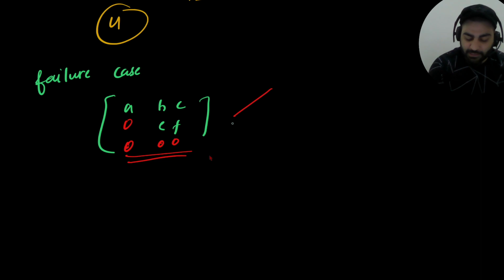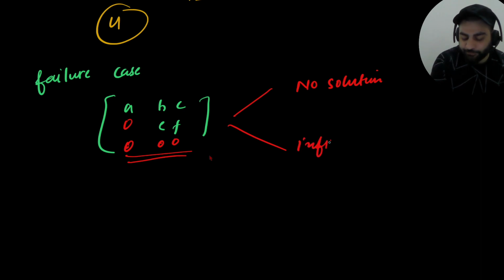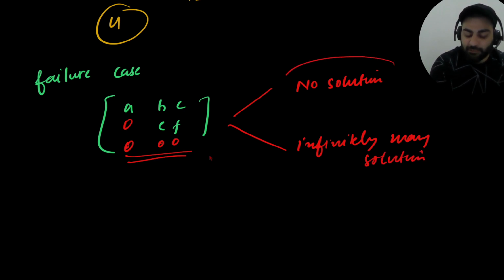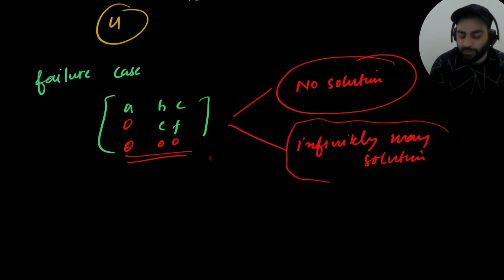There can be two things now. There can be either no solution or infinitely many solutions. We'll see where that will happen: where will be the case where there will be no solution, and where will be the case where there will be infinitely many solutions.